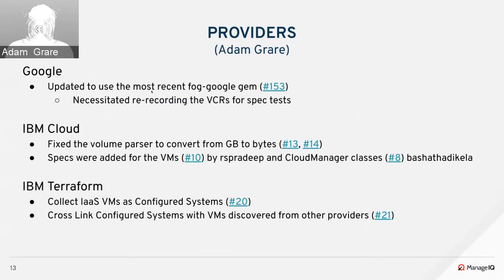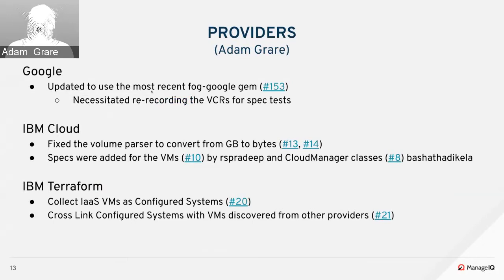On the IBM Cloud side, we fixed a problem in the parser where their API is returning disks in gigabytes, but ManageIQ is expecting them in bytes. So it was a pretty easy change to the disk and to the volume parser. And the sprint also added a lot of specs to the VM classes and the Cloud Manager classes. These were the first PRs from these two developers, and obviously adding specs is great. So we really appreciate that.